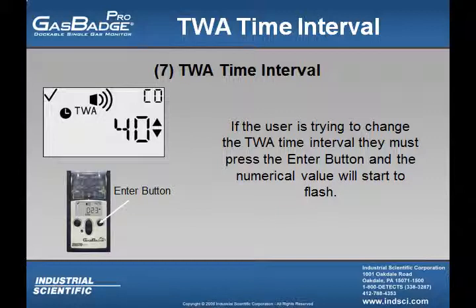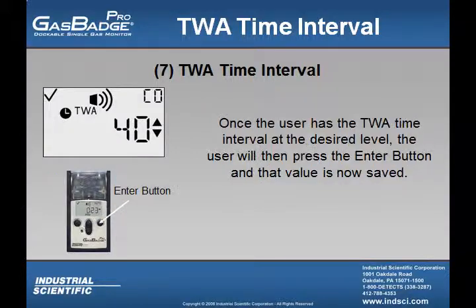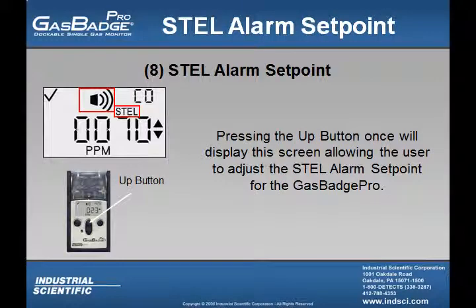If the user is trying to change the TWA time interval, then they must press the enter button once. Once the enter button is pressed, the numerical value will start to flash. As long as the numerical value is flashing, the user can press either the up or down buttons depending on what the user wants the TWA time interval to be. Once the user has the TWA time interval set to their desired level, the user must press the enter button and that value is now saved.